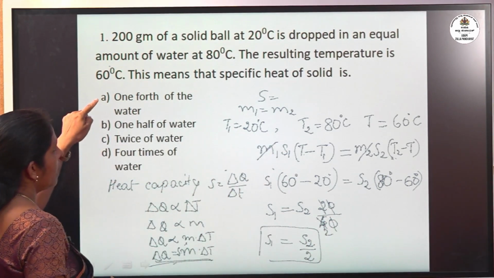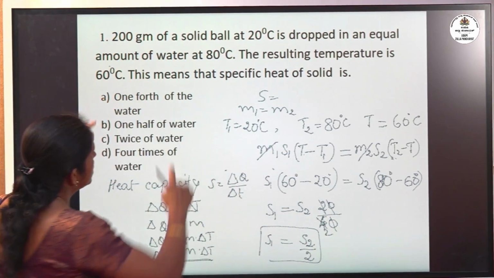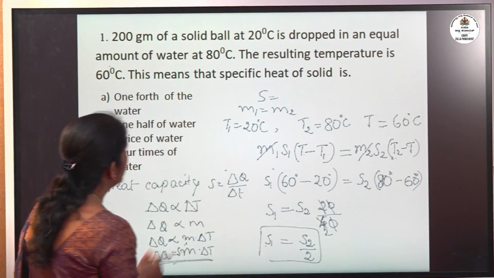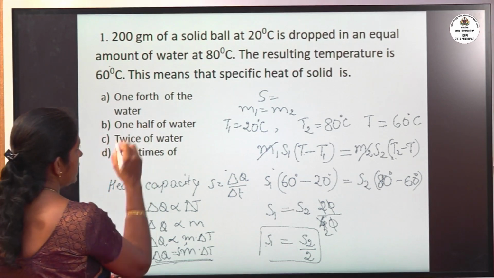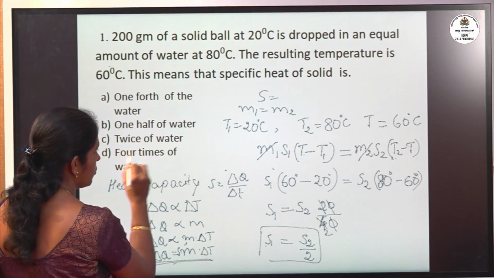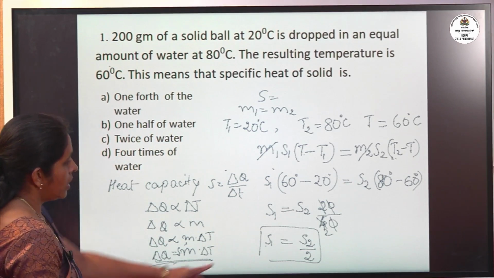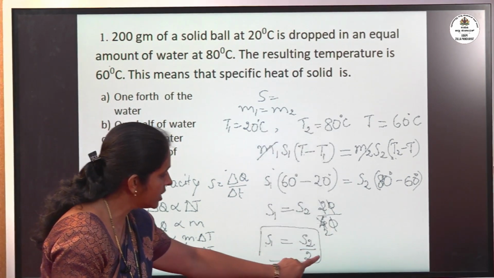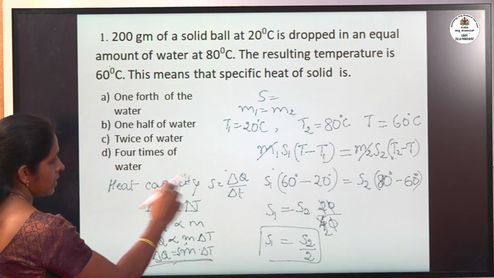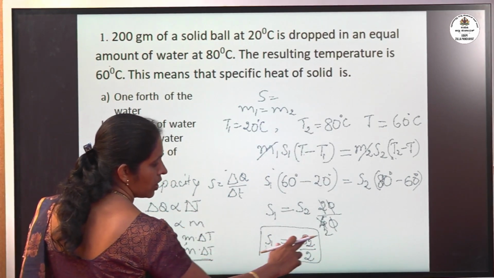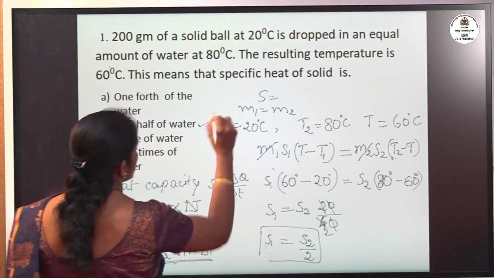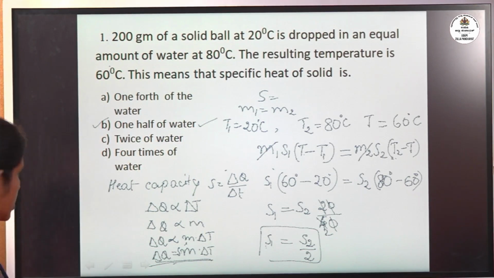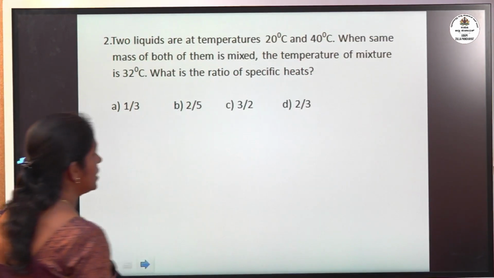Our option, we have 4 options. Specific heat of solid, specific heat of the first body S1 is equal to 1/4 of water, 1/2 of water, twice of water and 4 times of water. S1 is the specific heat of the solid ball, S2 is the specific heat of water. From the solution we get specific heat of solid is 1/2 of specific heat of water. This is the first question. Let us go to the next question.